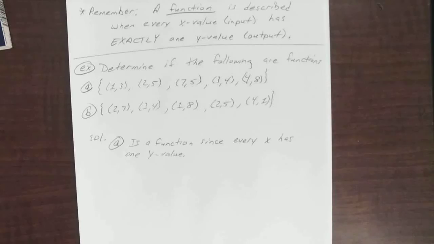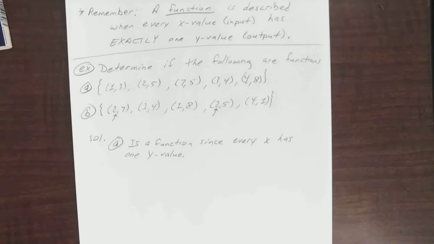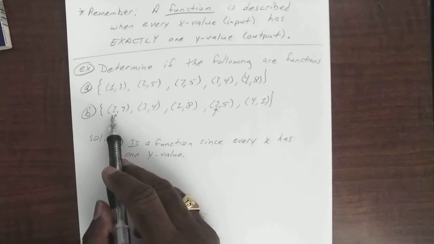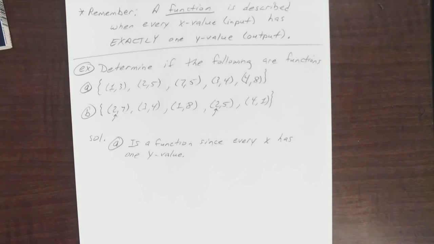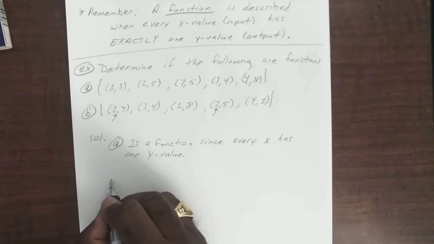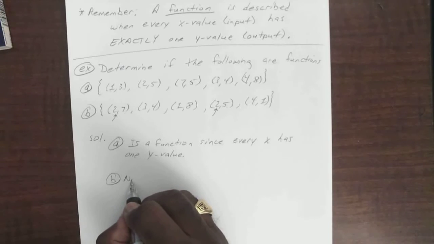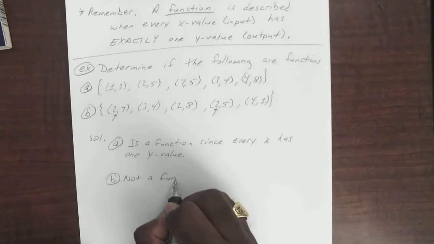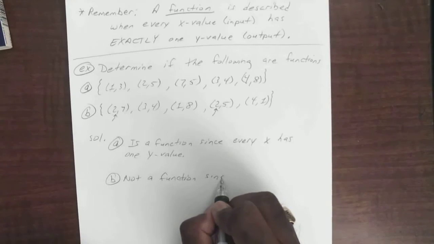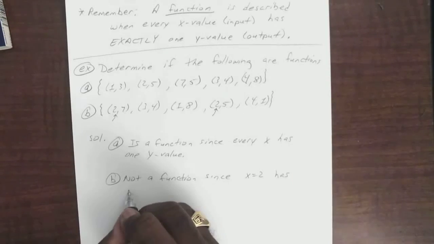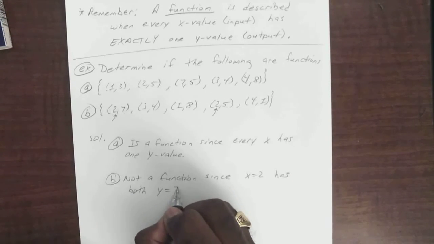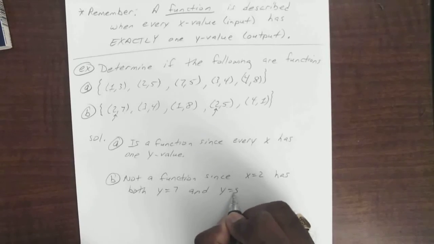Okay. Now for B, if you notice, you have 2 and 7 and 2 and 5. So that means x equals 2 has y equals 7 and x equals 2 has y equals 5. So that one's not a function since you have to have exactly 1. Not a function since x equals 2 has both y equals 7 and y equals 5.